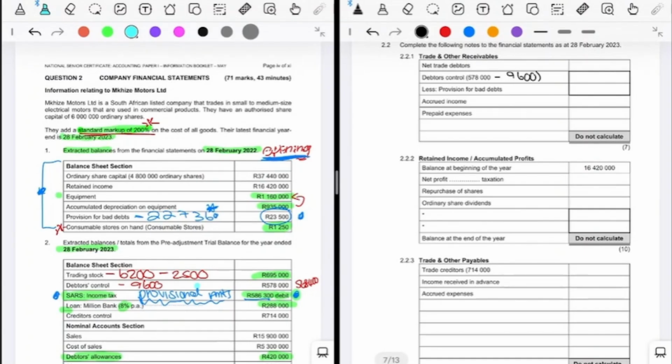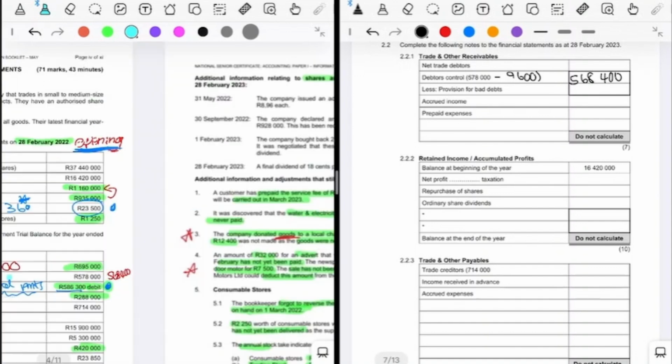So we say 578,000 minus 9,600, and that gives us 568,400. Now let's get to our provision for bad debts.